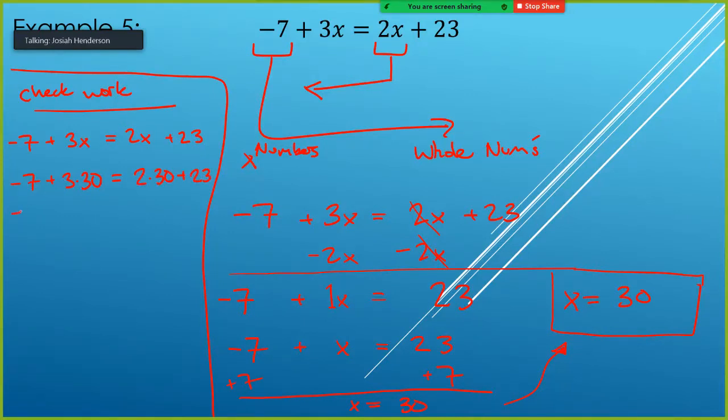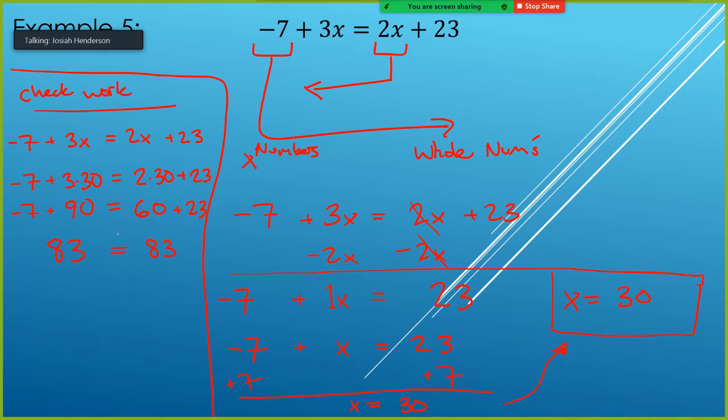So we've got -7 plus 3 times 30. That's 90. Try it on your calculator if you need to. 2 times 30 is 60. Now 90 minus 7, 83. Does that equal 60 plus 23? It sure does. 83 equals 83.